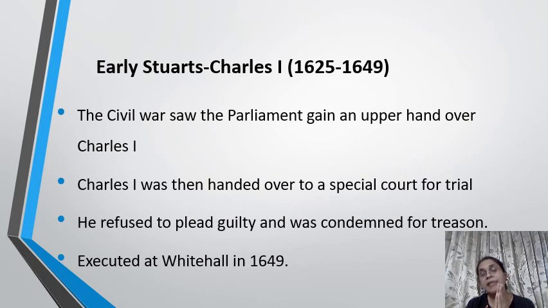He was defeated by the group called the Roundheads, led by Oliver Cromwell. He was handed over to a special court for trial. Now, being a proud man that he was, he refused to plead guilty and he was condemned for treason. Finally, he was executed at Whitehall in the year 1649 in front of a great crowd of people.